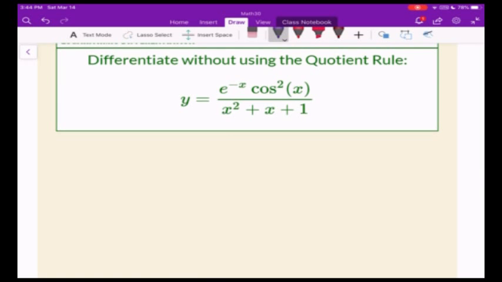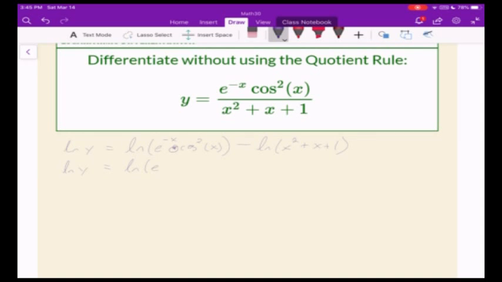All right, here's really where this logarithm log differentiation comes in handy. When these quotients begin to look really ugly, if I log both sides, natural log of y equals, and I'm going to skip right to the step of subtracting the two logs, the top and the bottom: natural log of e to the negative x cosine squared of x minus natural log of x squared plus x plus 1.